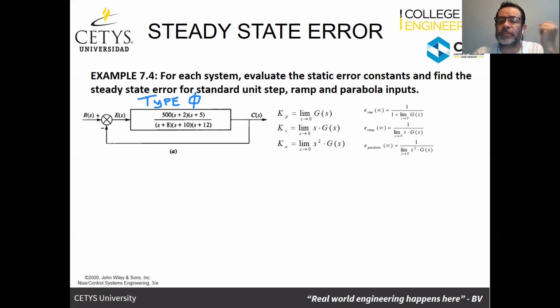So if it's a type 0, what would I expect from this system? Would it do its job regarding a step input? Yes or no? Yes, it would have error, but yes. Correct. Very well stated, Luis. It is going to do its job, but it's going to have a tiny error. Would this type of system be able to do its job regarding a moving reference or an accelerating reference? No. We've got this little table. If it's type 0, it's not going to react well to something that's moving or accelerating. We would need to modify something here.